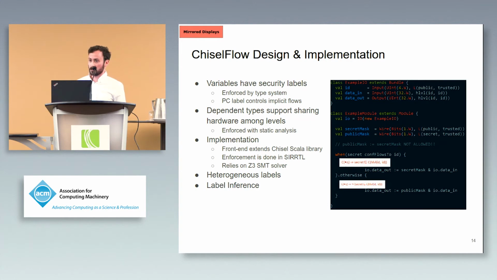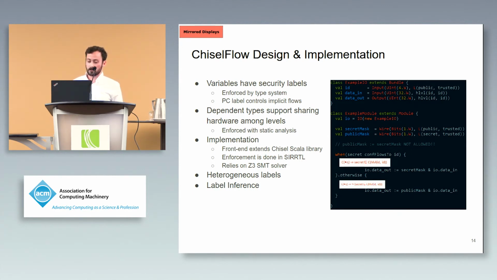In order to support efficient hardware designs that can be shared by different parties over time, we use a dependent type system, which is checked statically through a static program analysis. Chisel flow is implemented by extending the Chisel embedded domain-specific language for hardware description. The front end extends this Chisel library and supports describing these policies. Enforcement is done by extending the intermediate representation for Chisel, which is called Firrtl, and we rely on the Z3 SMT solver for doing static program analysis.